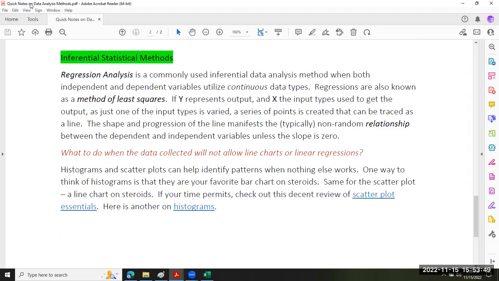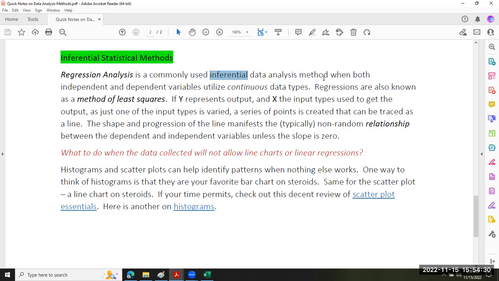In this same reference, quick notes on data analysis methods, you'll find the bottom section is about inferential statistical methods, and it talks about regression analysis. That's a commonly used inferential data analysis method. So for your module assessment, I may ask, I'm performing a regression analysis on a set of data that I'm given. Which type of analysis is that, descriptive or inferential? The answer is going to be inferential, right?